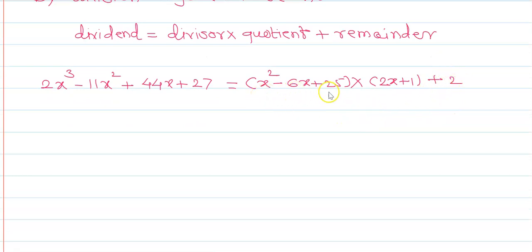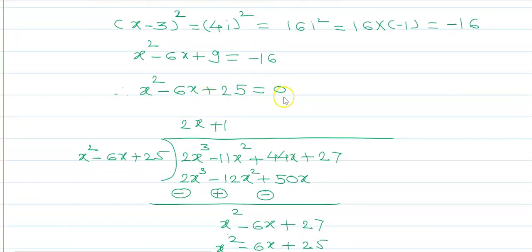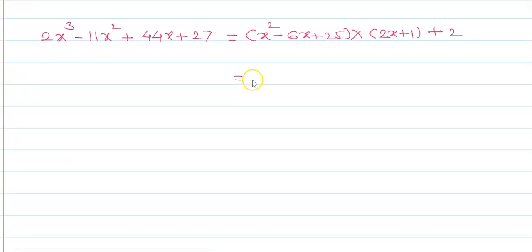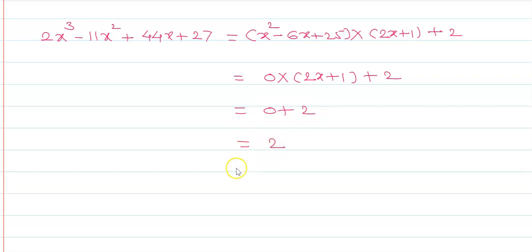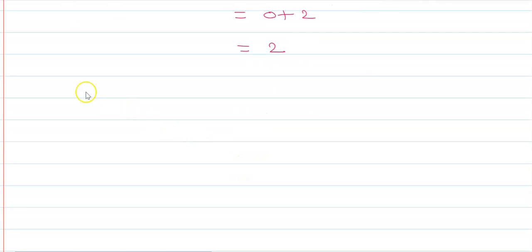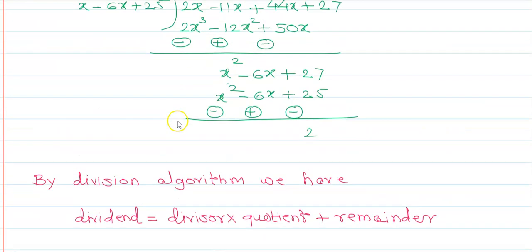But what is the value of x square minus 6x plus 25? It is 0, and hence we write here 0 into 2x plus 1 plus 7, and overall is 0 plus 7, and therefore the value of the polynomial is 7. Hence the value is, okay.